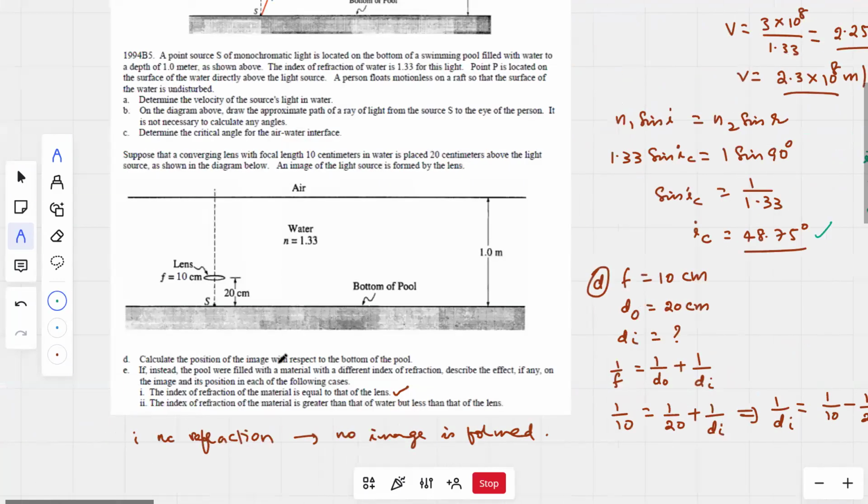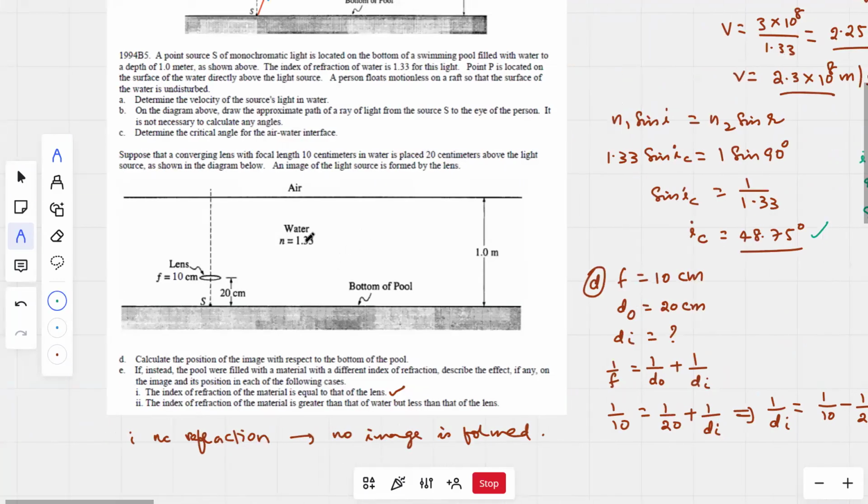And then next one, what he is saying is instead of water, he filled the pool with a material whose refractive index is same as the refractive index of the material of the lens. So what happens if the entire thing is filled with the same medium, the lens and the surroundings are of the same medium, the refraction will not take place. So when the refraction will not take place, image will not be formed. That is the answer for the first case. And then the next case.